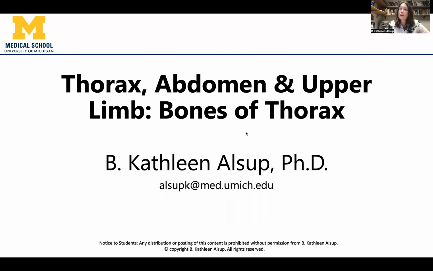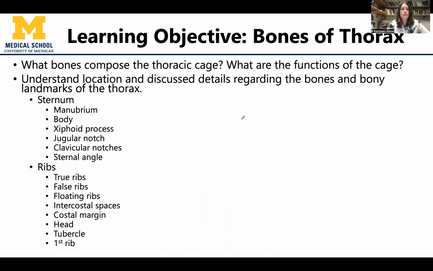Hello all, this is Dr. Alsop, and in this third block of videos, we are going to discuss the musculoskeletal regional anatomy of the thorax, abdomen, and the upper limb. And we're going to start with bones of the thorax. So quite a bit to go through.